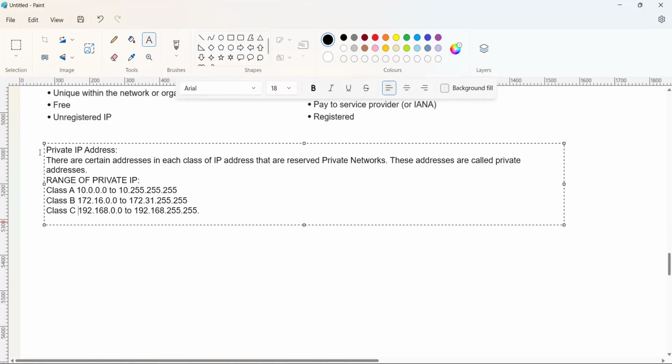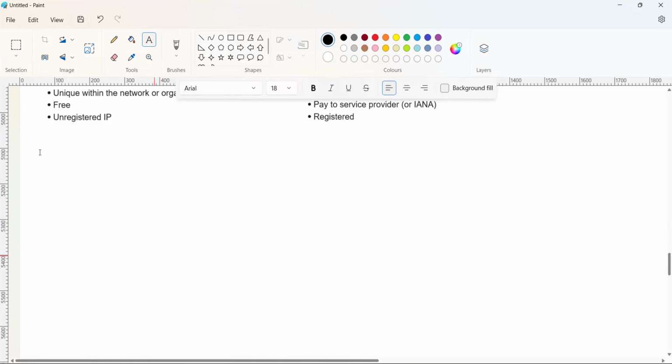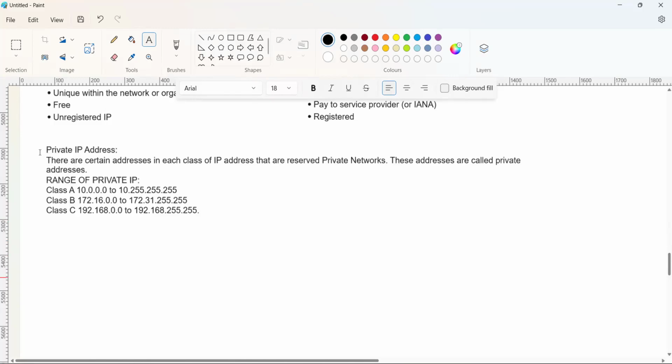And the class C range is 192.168.0.0 to 192.168.255.255. This is the range we can assign. These are free of cost.